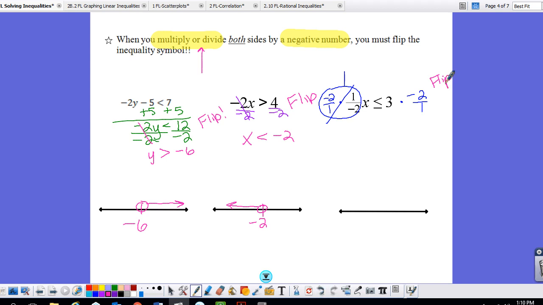I just made up a new word. Flip the inequality. So I'm left with x is greater than or equal to, and then 3 times negative 2 over 1 is negative 6. So go to the number line, negative 6 needs a closed circle, and then everything to the right.